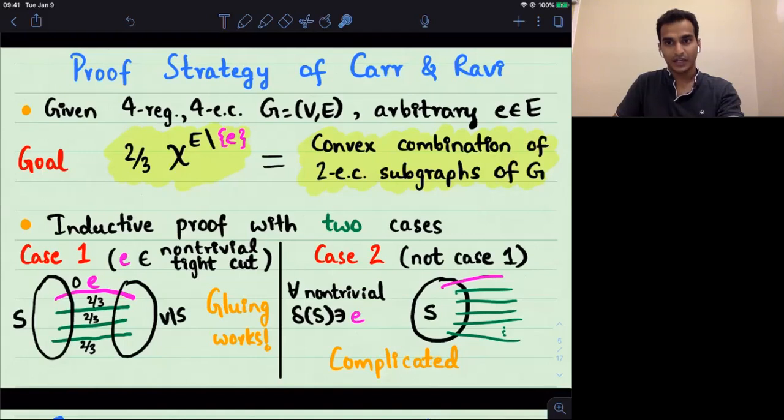Case 2 happens when case 1 does not apply. That is, for all non-trivial cuts that contain the edge E, there are at least 5 other edges. This case is complicated, and since this is subsumed by our analysis, we'll cover the details later on.